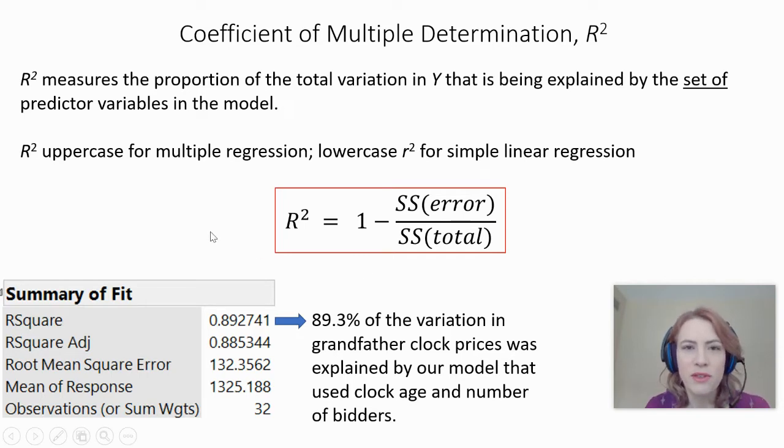This will be found at the very top of your model output in the summary of fit section. R squared, to 3 decimal places, is 0.893, which represents that 89.3% of the variability in the grandfather clock prices was explained by this model, which now contains multiple predictors, the age and the number of bidders.